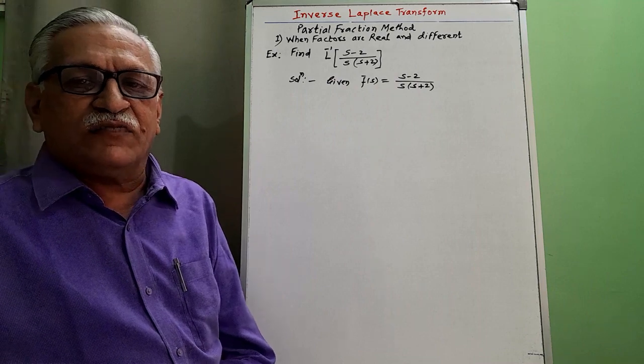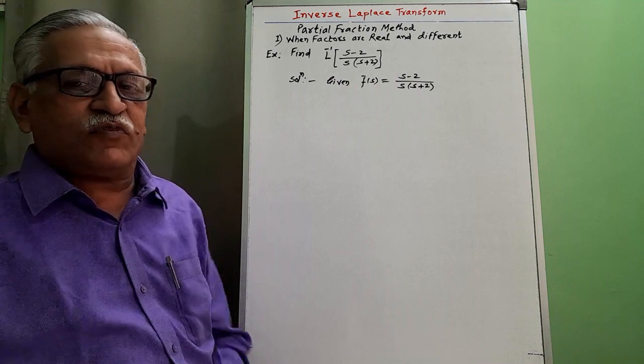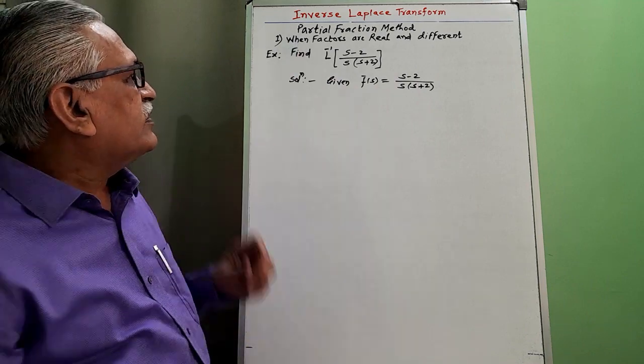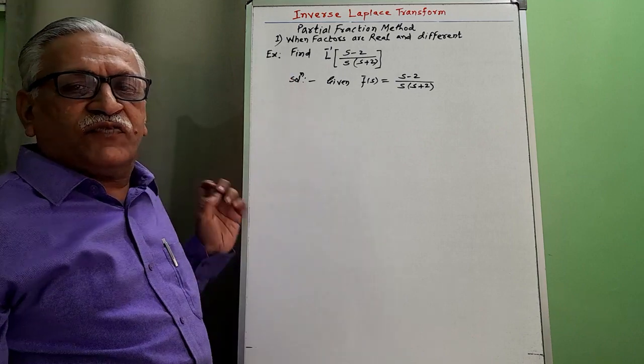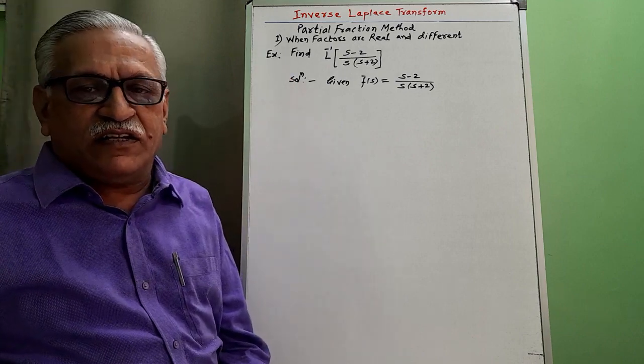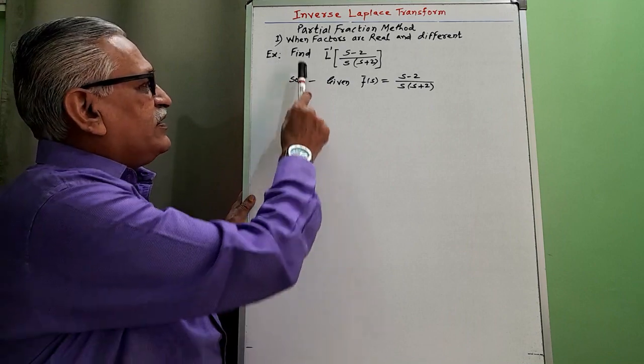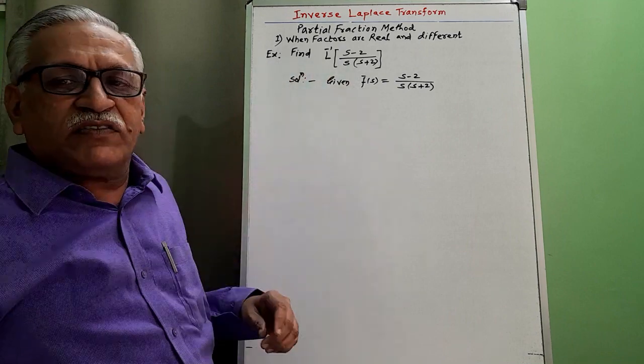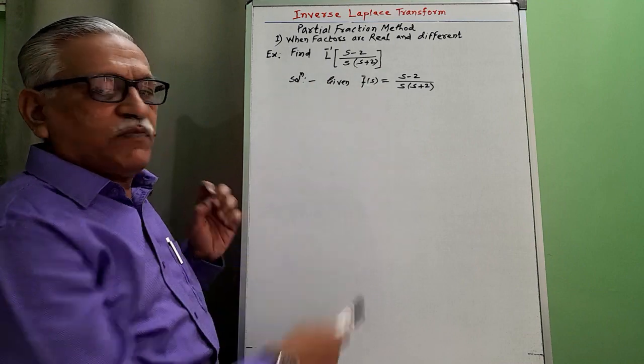There are different types to find the inverse Laplace transform. The first one is partial fraction technique. There are three different cases. First case, when factors are real and different. Example, find inverse Laplace of s minus 2 divided by s into s plus 2.